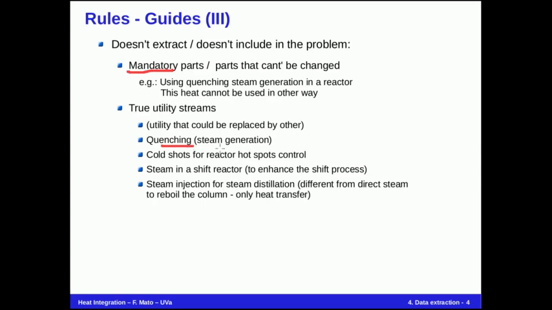Quenching, as in reactor steam generation, cold shots for reactor hot spots control, steam in a shift reactor, steam injection for steam distillation, that is different from direct steam to reboil the column, which is only for heat transfer. Steam for steam distillation forms part of the nature of the process. All this cannot be included in your heat integration study.